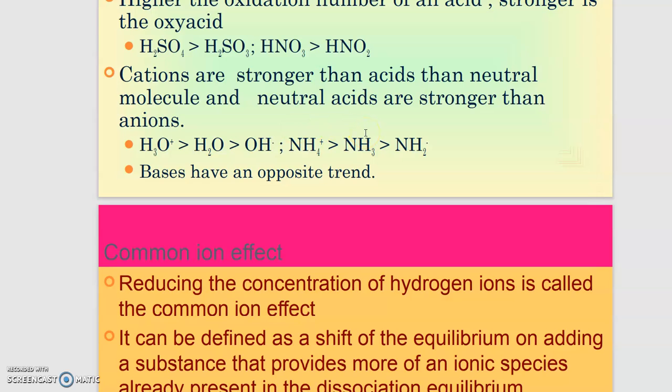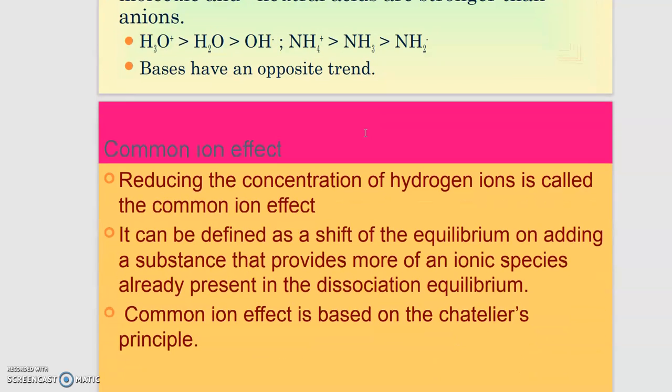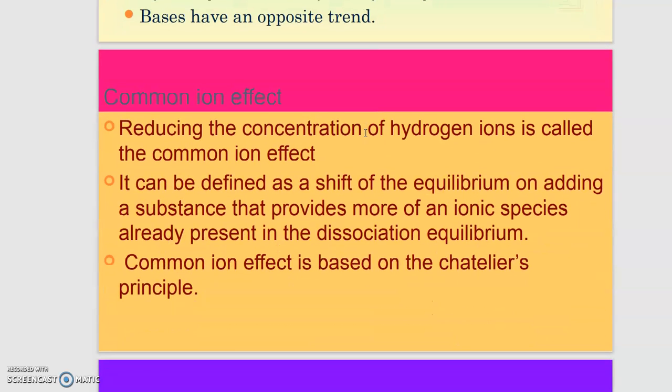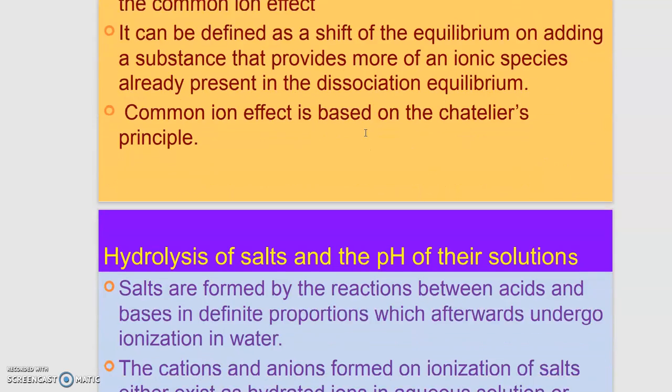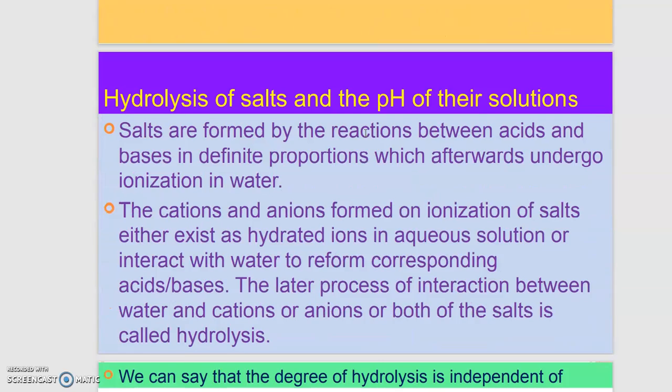Bases have the opposite trend. Then common ion effect. Reducing the concentration of hydrogen ion is called the common ion effect. It can be defined as the shift of the equilibrium on adding a substance that provides more of an ionic species already present in the dissociation equilibrium. That is, the common ion effect is based on Le Chatelier's principle.